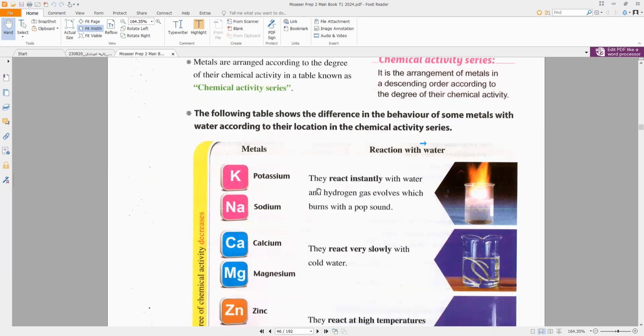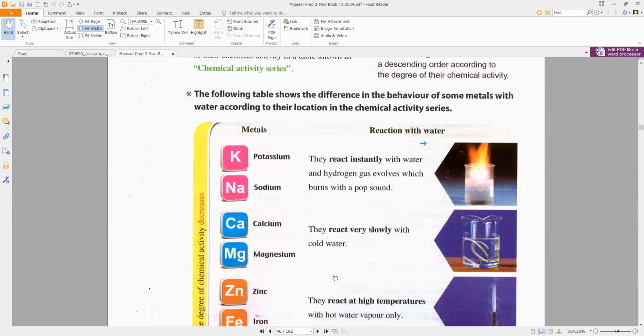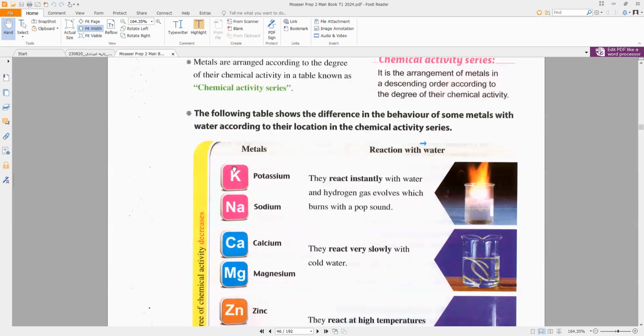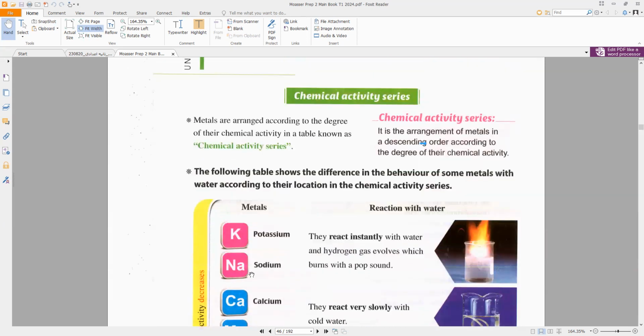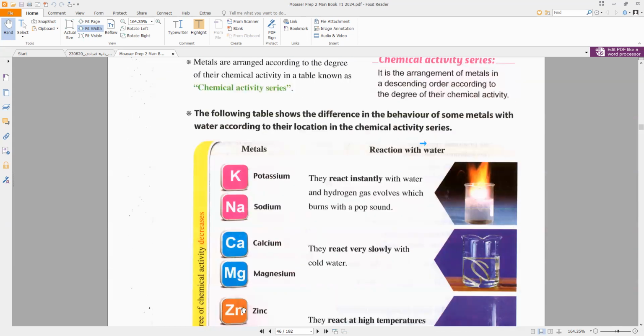From the reaction of the element of metal with oxygen and acid, metals also react with water. They arrange the metals according to their activity: which react with water strongly, which react with water slowly, or don't react with water.